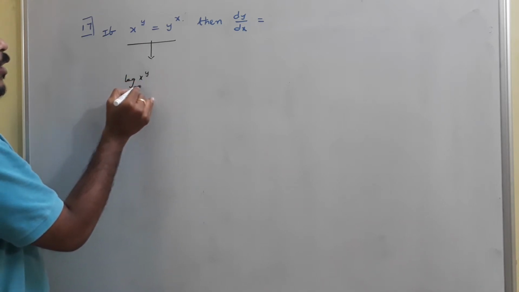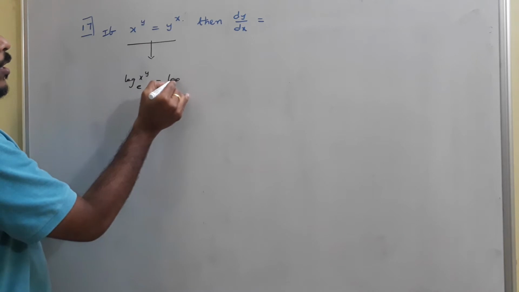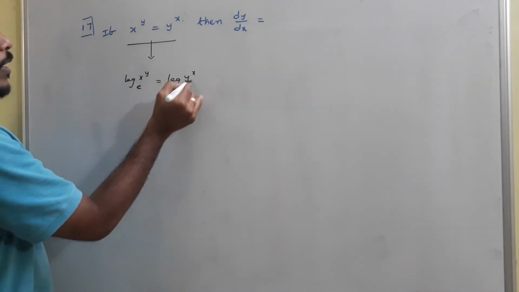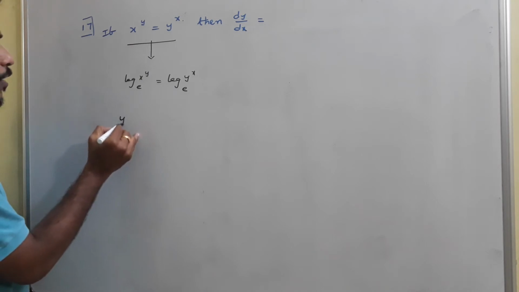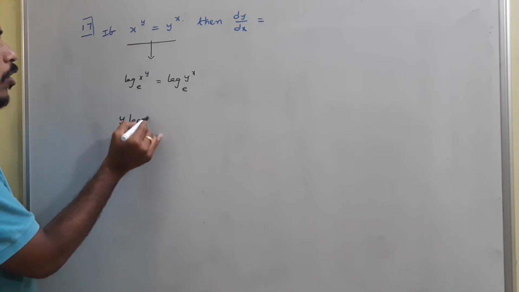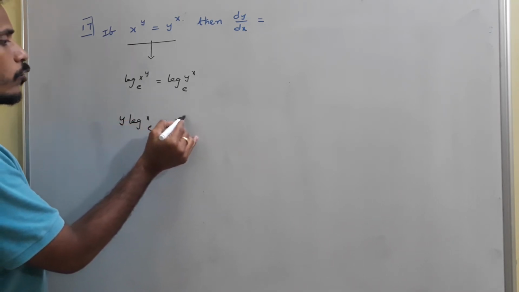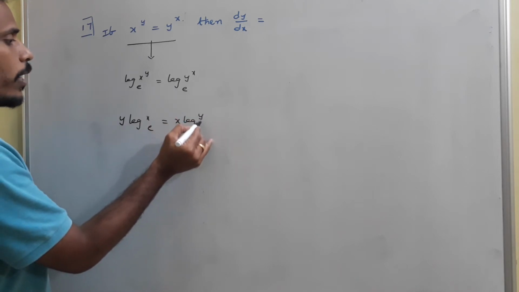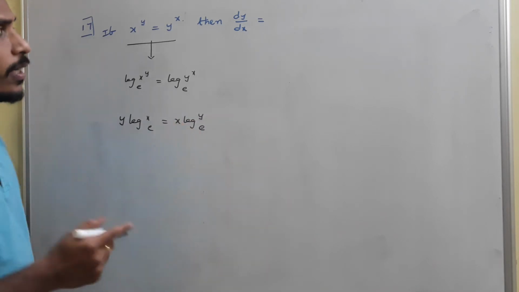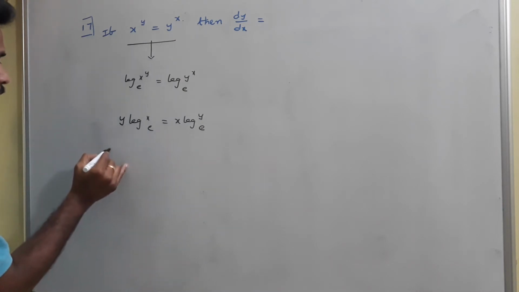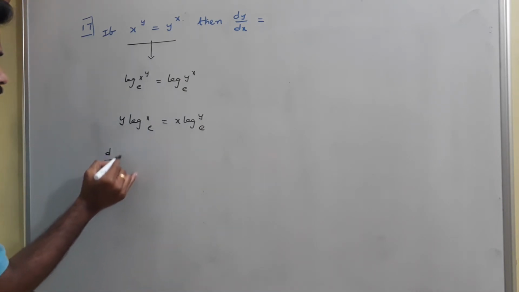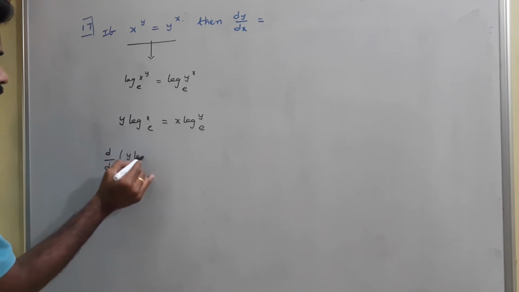Log x power y to the base e is equals to log y to the power x base e. Okay, and by the laws of logarithm we will write it like this: y log x base e is equals to x log y base e. Our intention is to find dy by dx. So now apply derivative, that is, differentiate both sides with respect to x.